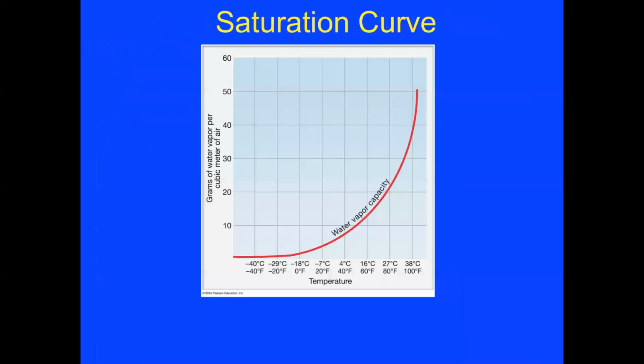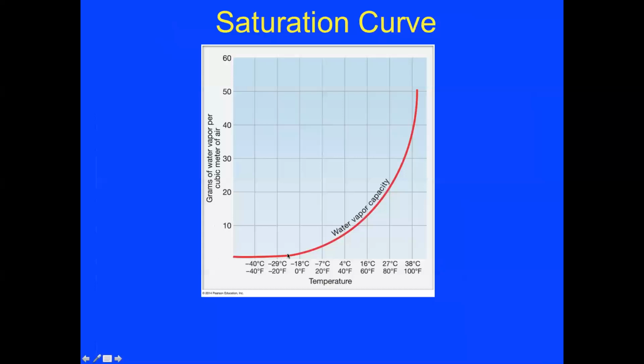So let's talk about saturation. This saturation curve helps to explain the relationship between air temperature and humidity levels. First, let's orient ourselves with the graph. We have temperature on the x-axis getting warmer to the right and colder to the left. And on the vertical y-axis, we have grams of water vapor per cubic meter of air. So in other words, how much water vapor is contained within the air at different temperatures.